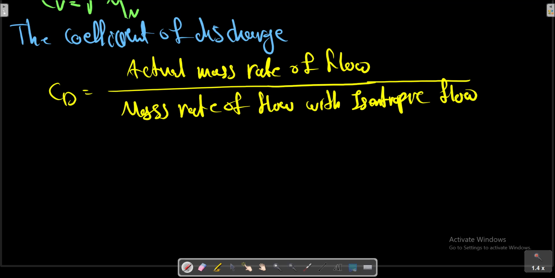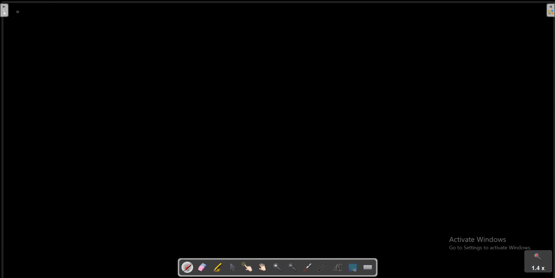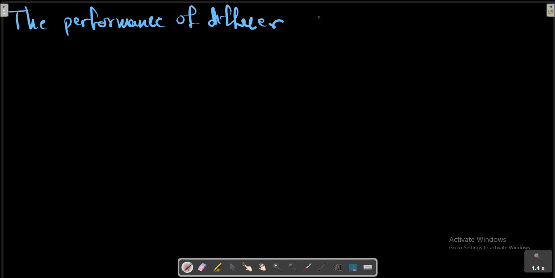The performance of a diffuser is usually given in terms of diffuser efficiency, which is best defined with the aid of the h-s diagram.